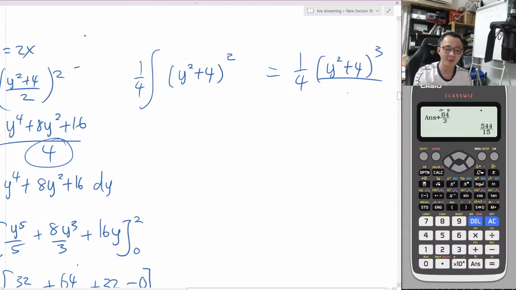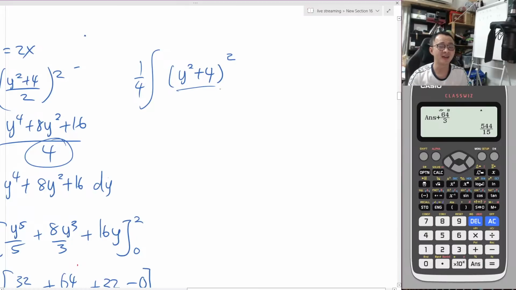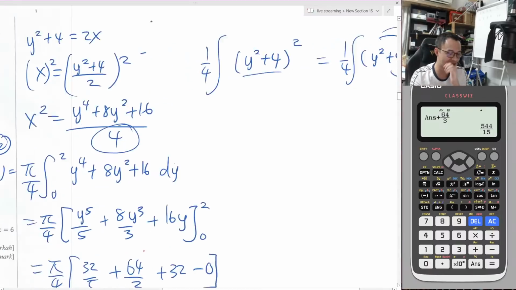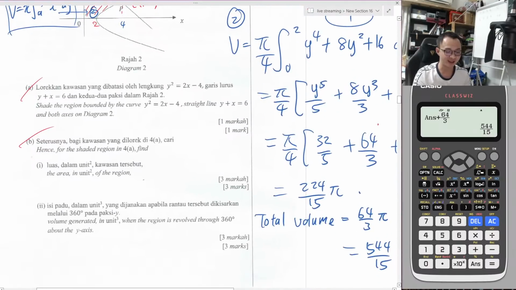Because if the y or x inside is not power 1, then you can never do it like this. So this method doesn't work if it's like y squared. So this one you have no choice, you need to expand it. It becomes y squared plus 4 multiplied by y squared plus 4. Then you expand it, and only then do you do the integration. This is quite important. I hope all of you remember it. Do not make this kind of mistake in the exam.